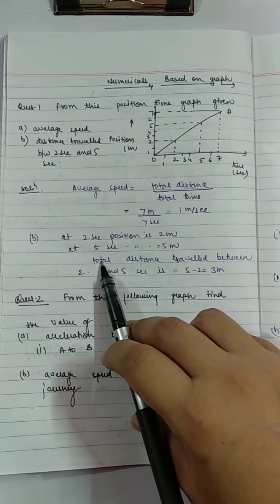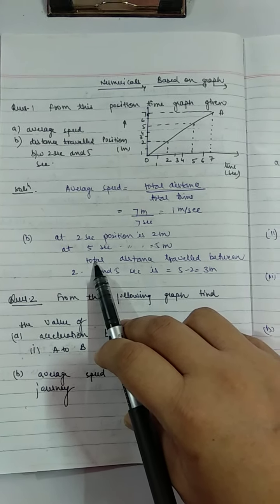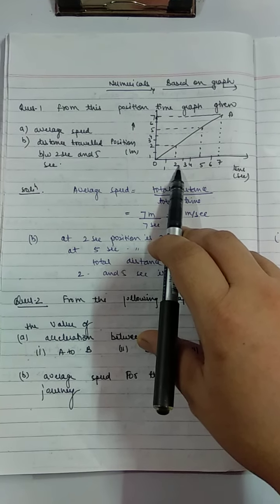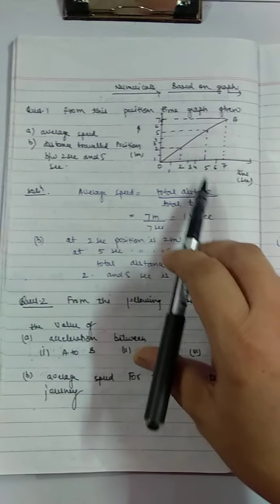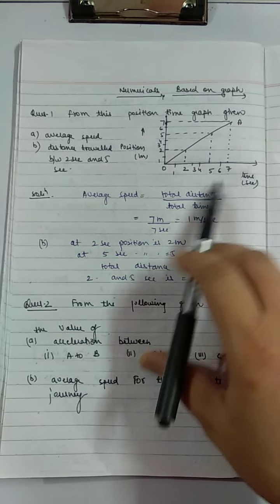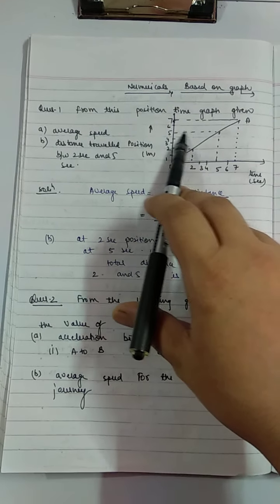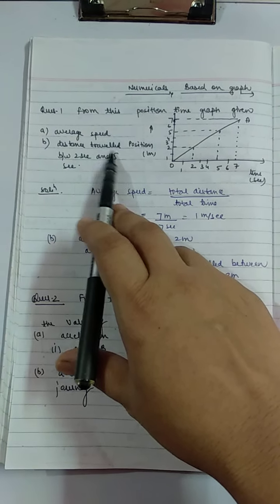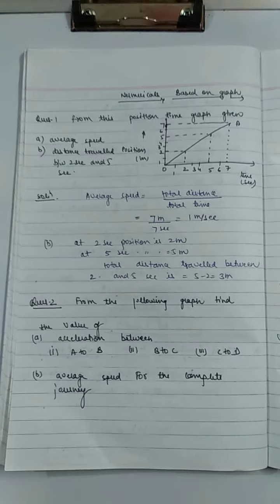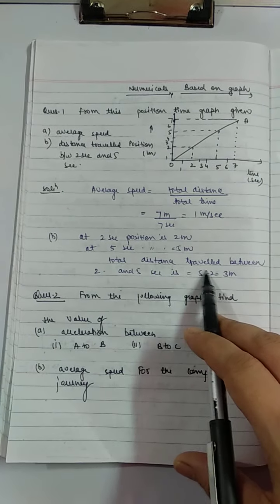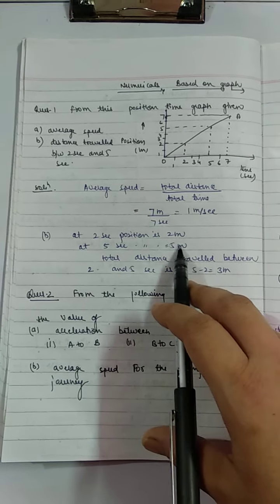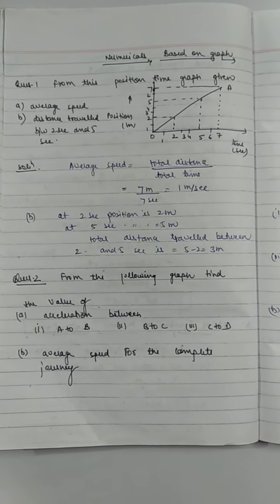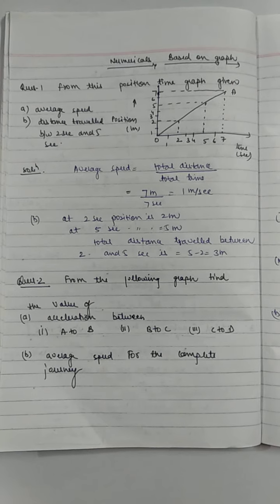Now the second part is distance travelled between 2 second and 5 second. At 2 second from the graph you can see the distance travelled is 2 meter. At 5 second you can see the distance covered is 5 meter. You are asked to calculate the distance travelled between 2 and 5 seconds. So the value of distance travelled between 2 second and 5 second is 5 minus 2, that will be equal to 3 meter.